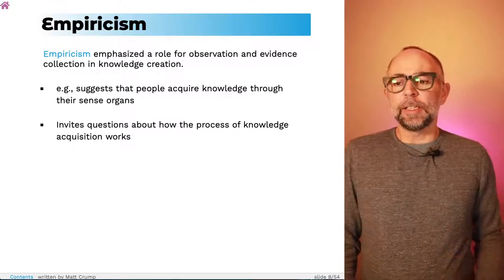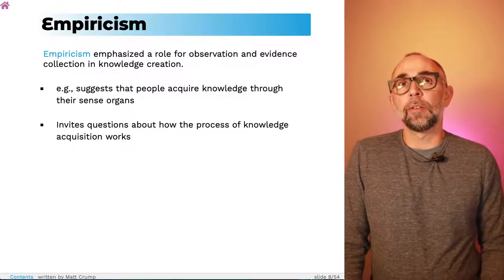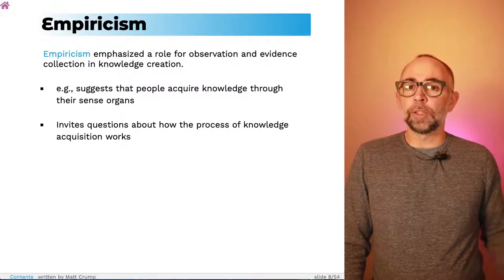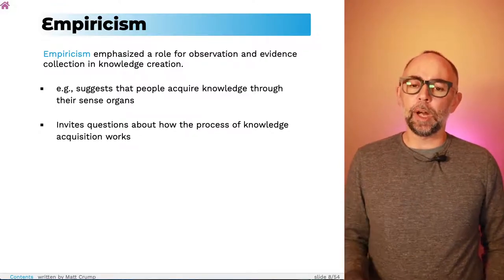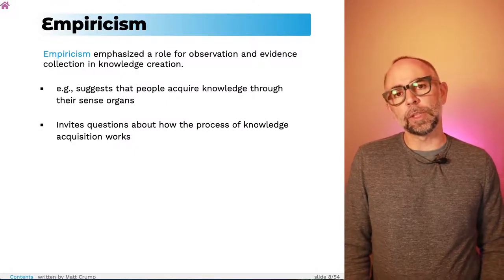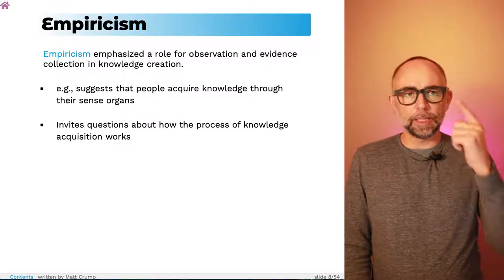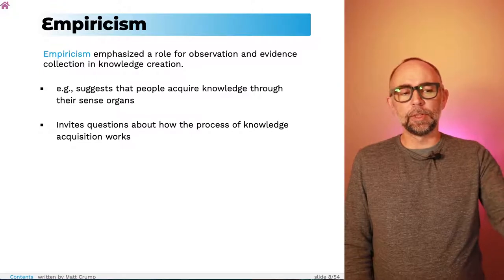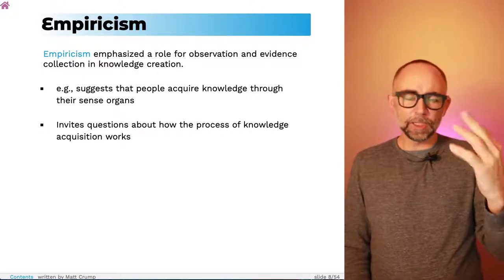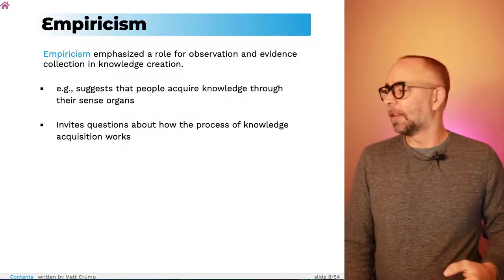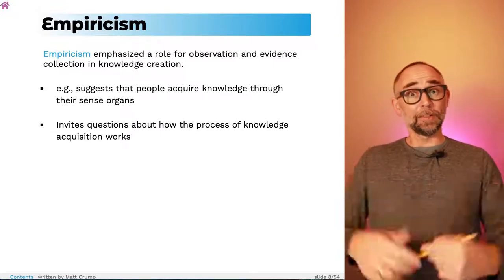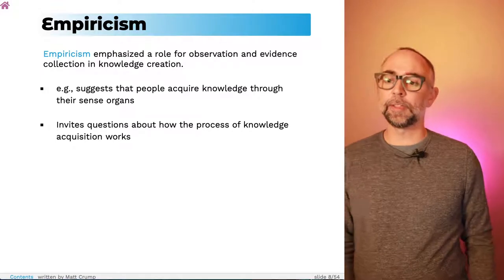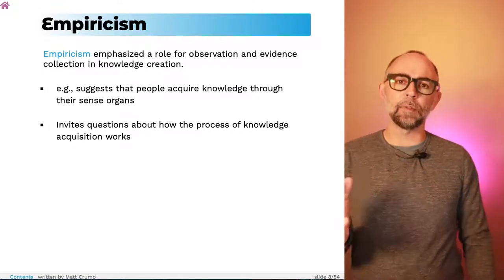This kind of idea invites questions that are a lot like the modern questions of cognition. These are questions about the process of how knowledge acquisition works. How is it that I can look at something, receive light information into my eyeballs, and then be able to recognize that this is a pencil, and be able to tell you that I know that it's a pencil? What is that process? How does it work?